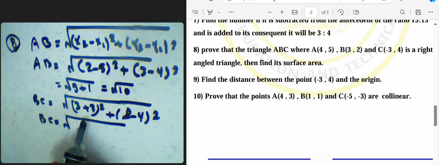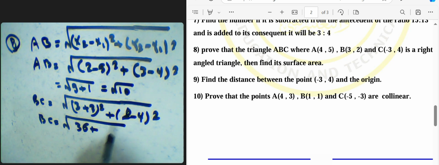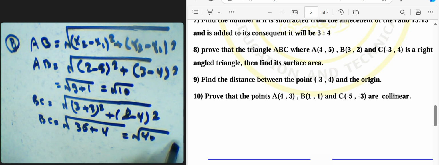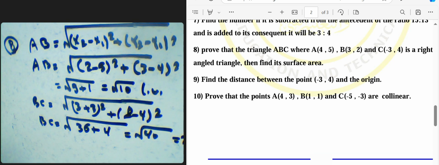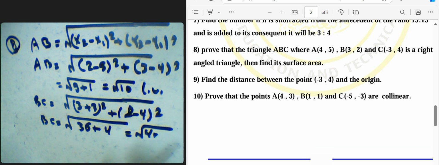3 plus 3 equals 6. 6 power 2 equals 36, and 2 minus 4 is negative 2, power 2, it will be 4. The result will be 36 plus 4 equals 40. We know root 40 equals 2 root 10 in the simplest form, length unit. Okay, we get the result here. It will be 2 root 10.